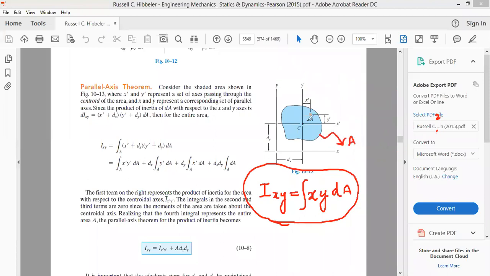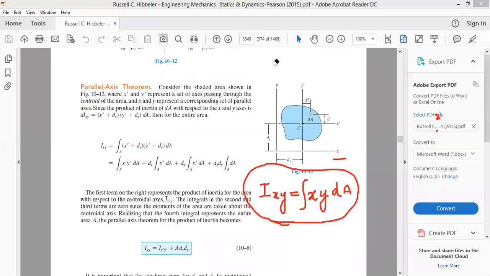We locate this area in the xy coordinate system, this is our x-axis, this is the y-axis, and let's suppose the centroid of this area is at a point C. Pass an axis parallel to the x-axis through the centroid, call this the centroidal x-axis. Pass an axis parallel to the y-axis through the centroid, we call that the centroidal y-axis.